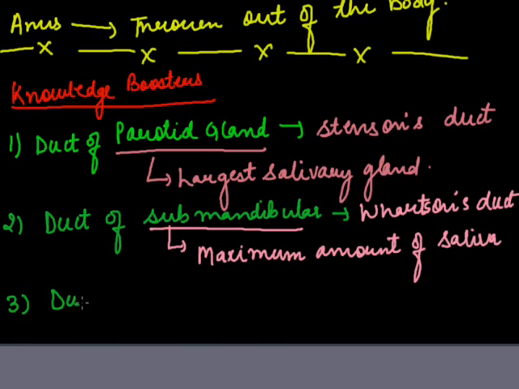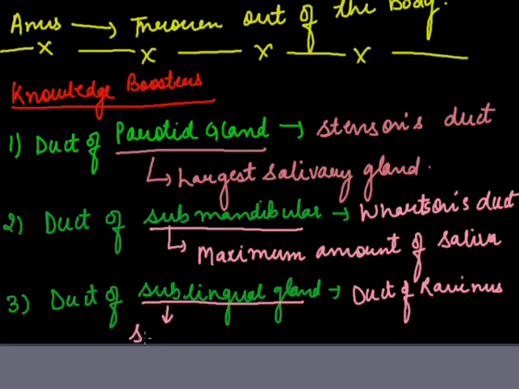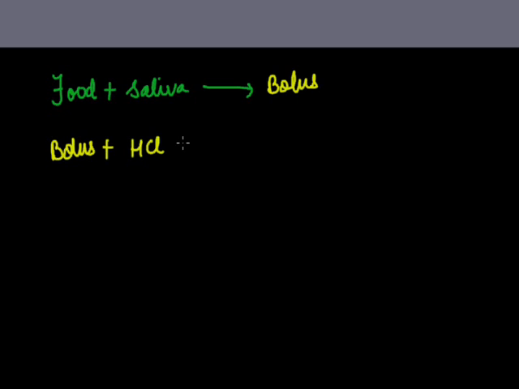Then the duct of the sublingual gland is the duct of Rivinus, and this sublingual gland is the smallest salivary gland. Now, food plus saliva, that means food mixed with saliva, is called bolus. It is the bolus which enters into the esophagus. Now, the bolus plus the HCl is called chyme, right?